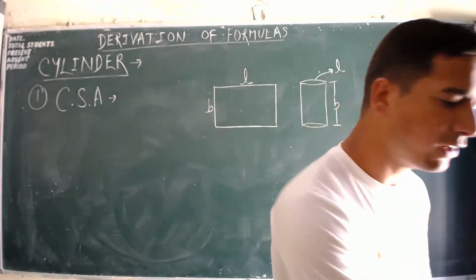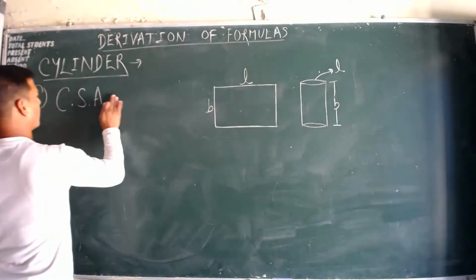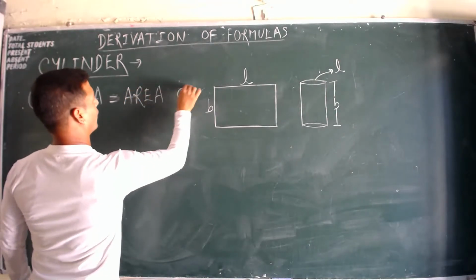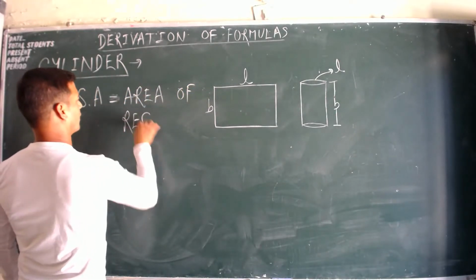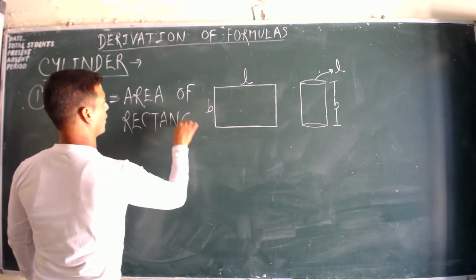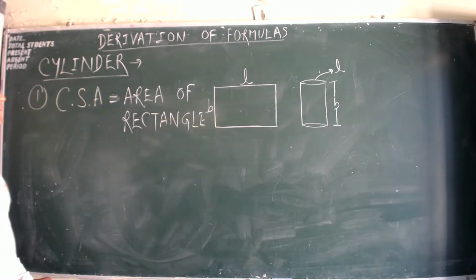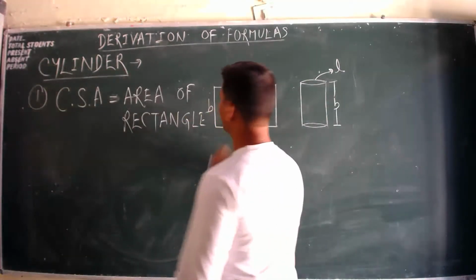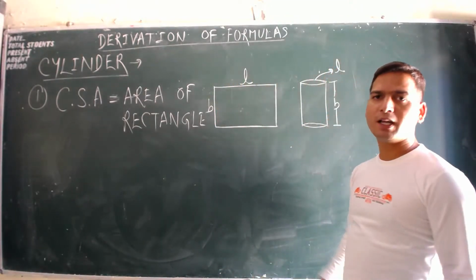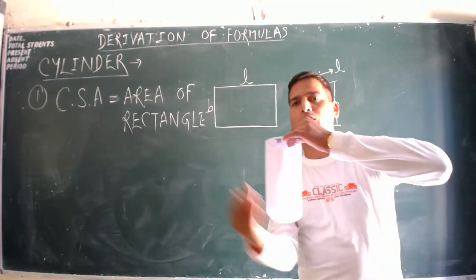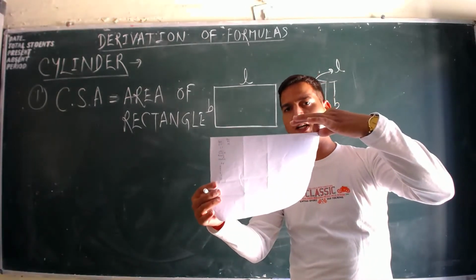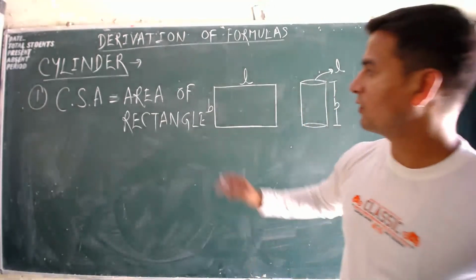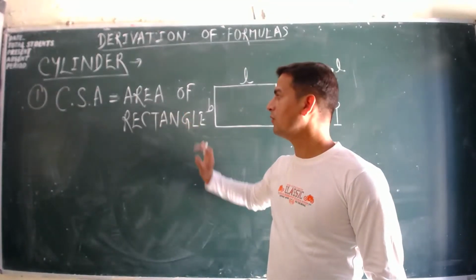So, the curved surface area of a cylinder will be the area of the rectangle, because with the help of this rectangle we are going to make a hollow cylinder. So the rectangular face makes the curved surface area of the cylinder. So the curved surface area will be found with the help of the area of the rectangle.